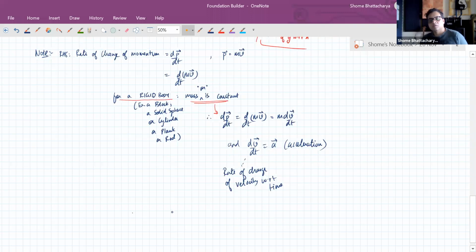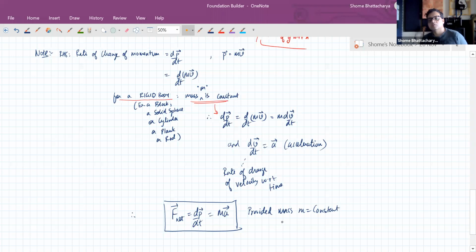So then what happens? This now becomes mass into acceleration. Okay. But this last part, that rate of change of momentum is mass into acceleration, is provided mass m is constant. Mass should not be variable. Okay. Now you might ask, अच्छा ऐसा कौन सा situation है जहाँ पे mass variable है?